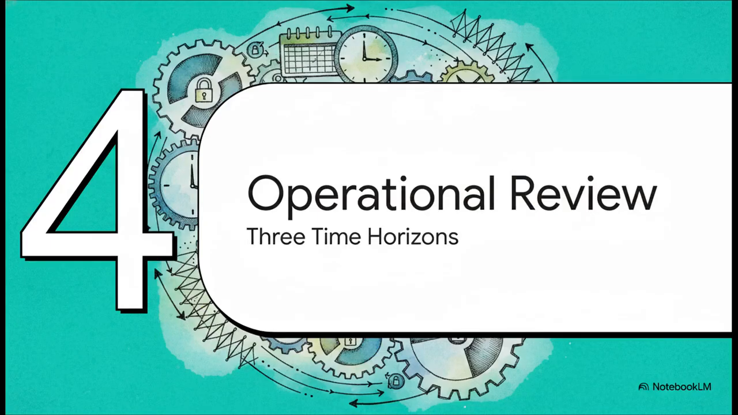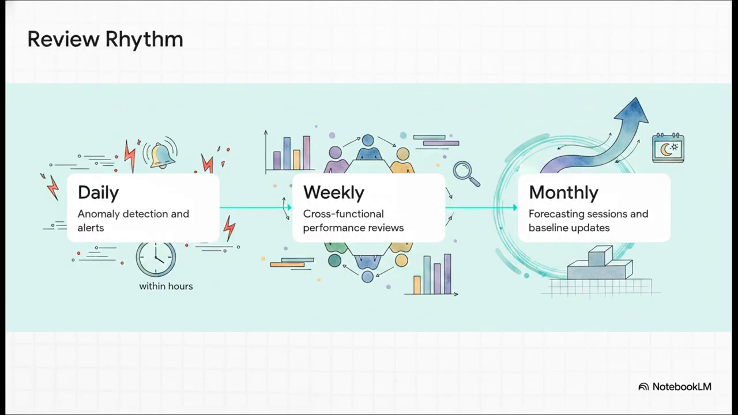Next up, Section 4, the operational rhythm. So, to make this all stick, the operational rhythm requires 3 distinct time horizons. Step 1 focuses entirely on daily anomaly detection. You need automated alerts hunting for cost spikes or unusual patterns, and those need to be routed directly to a named on-call owner who can respond within hours.